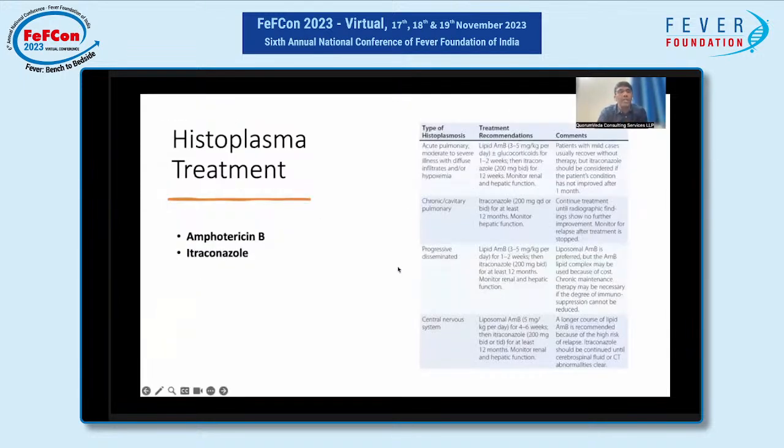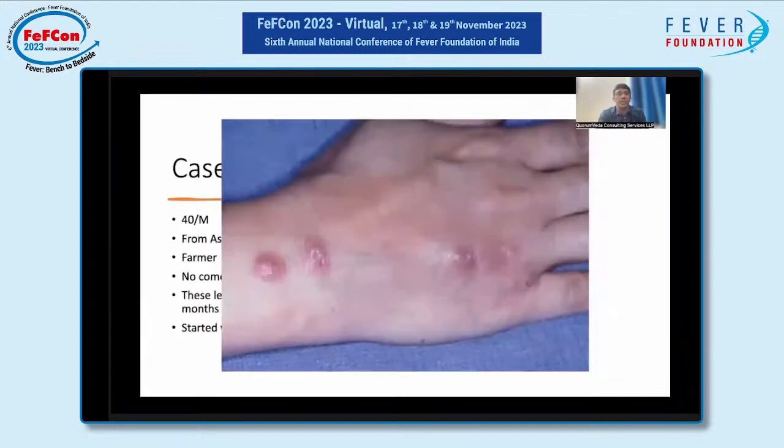How do you treat it? Initial 2 weeks of amphotericin B, and later 3 to 6 months or even more of itraconazole. So initial amphotericin B followed by itraconazole could be the treatment of choice in most cases of severe histoplasmosis.